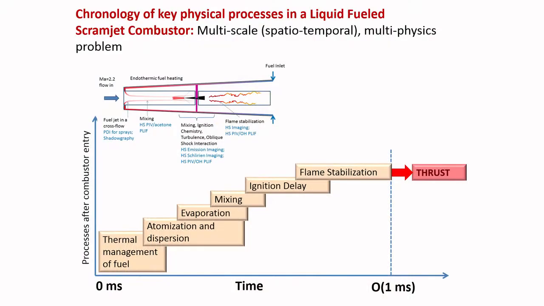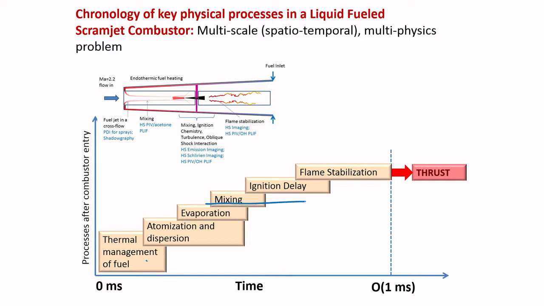So what are the key processes? If we look into the scramjet combustor, apart from the aerothermodynamics, in terms of the combustion itself, say the combustor has a total residence time of about 1 millisecond. Of course you need thermal management of the fuel. If you are using a liquid fuel, then the liquid jet must break up. There must be atomization, there must be dispersion, and then you have to have evaporation and mixing.